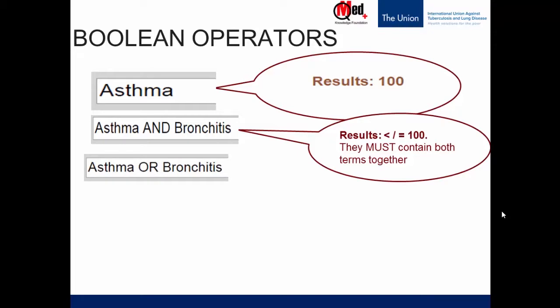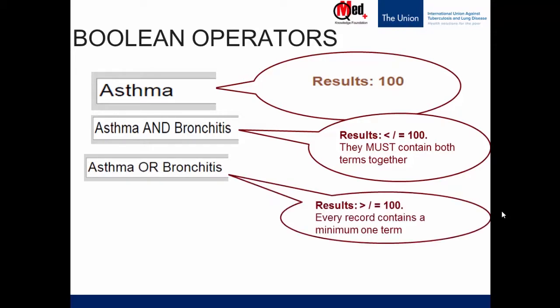If we search for asthma OR bronchitis, now we understand that the results will obviously be more than 100 because the computer search engine understands it as we want records that contain either the word asthma or bronchitis. Minimum one of the terms must be there in the results. If both terms are there, it's great.